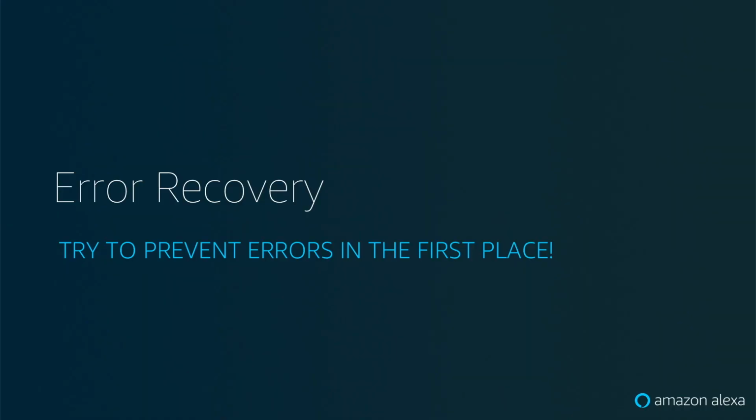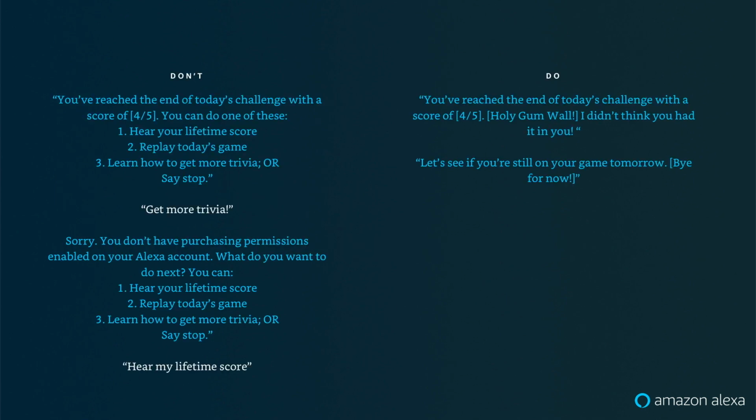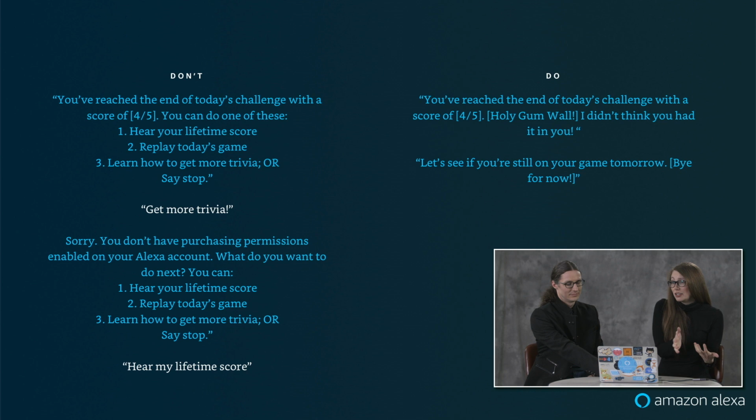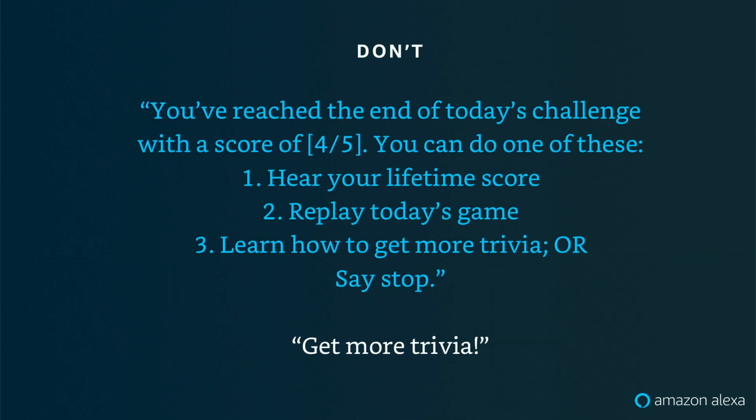So we've gone down this rabbit hole where we actually need to create some errors now, regardless of whether we're using this awful voice menu or not. We're going to have to try to recover errors. And the first thing that I did to this poor soul using this skill is I did a little bit of bait and switch on them. I offered one of my options, learn how to get more trivia, which is actually an upsell to buy more trivia, but this particular person doesn't have purchasing permissions turned on. Well, why did I even offer that to begin with?